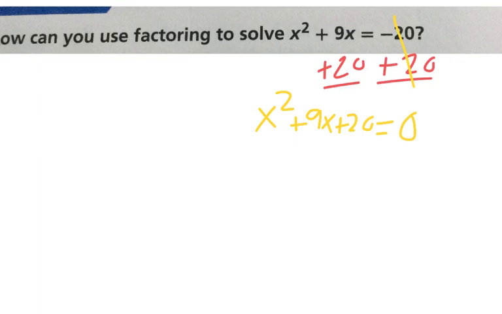So how do I factor this? Number 1, is there a GCF? No. Is this a special case, a difference of squares? No. Is this in the form of ax squared plus bx plus c? Yes. You're going to do a times c. 1 times 20 is 20.